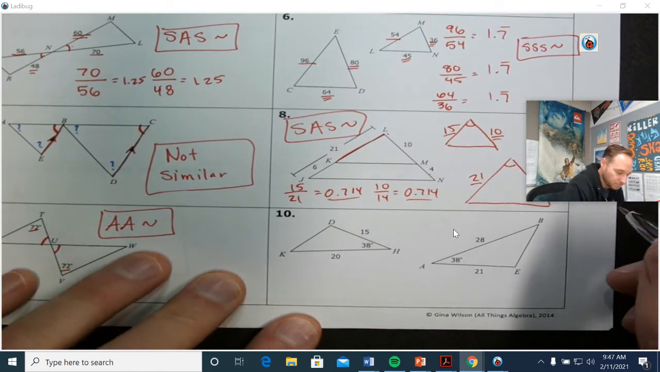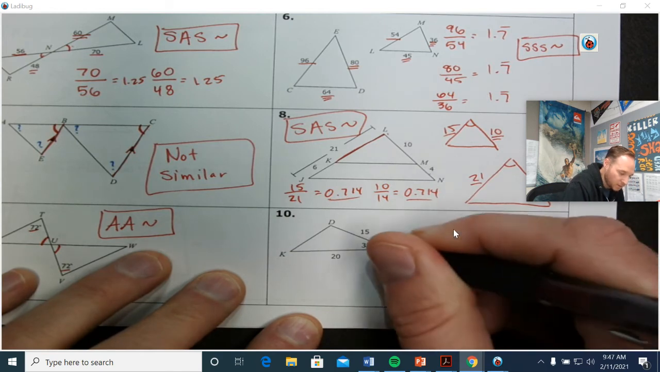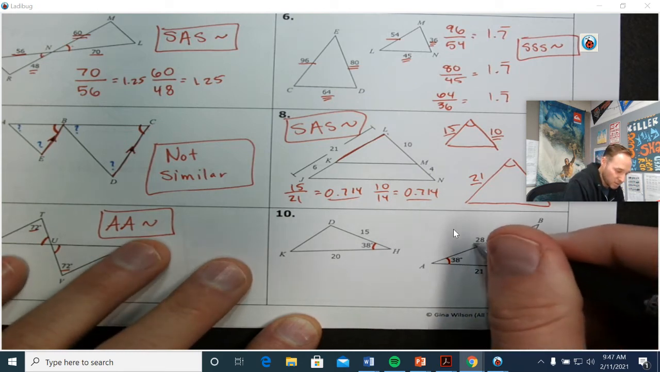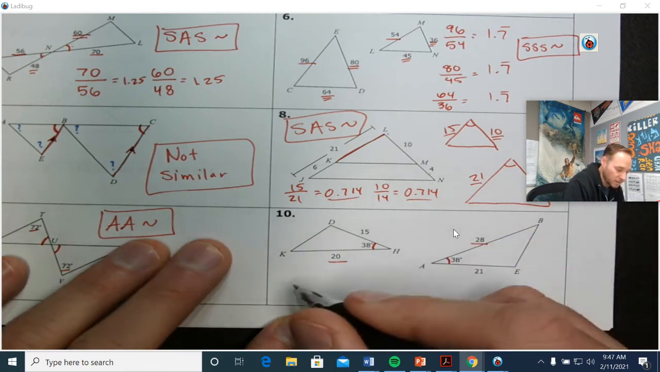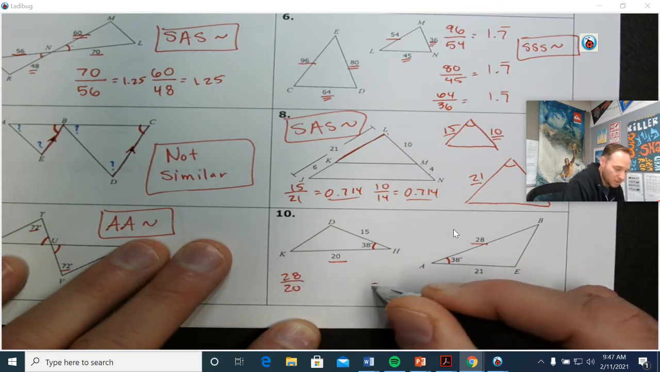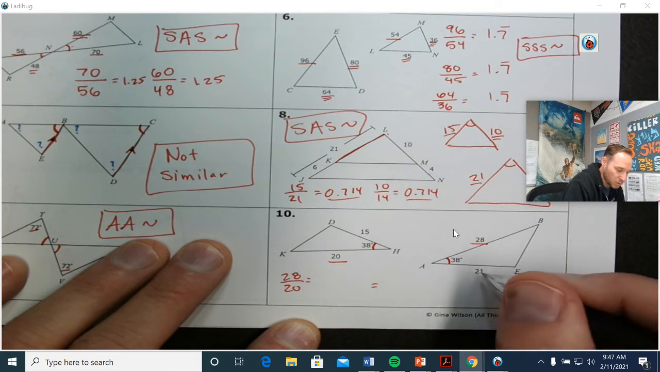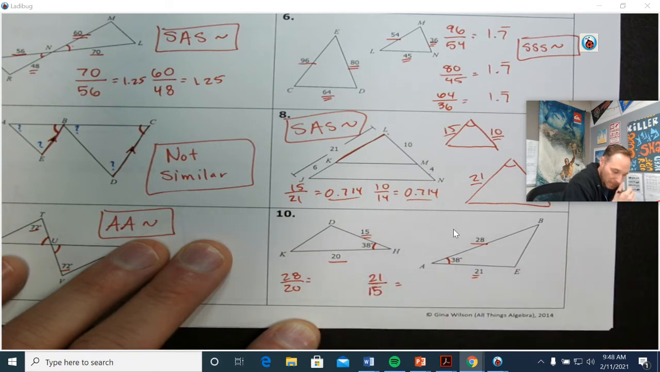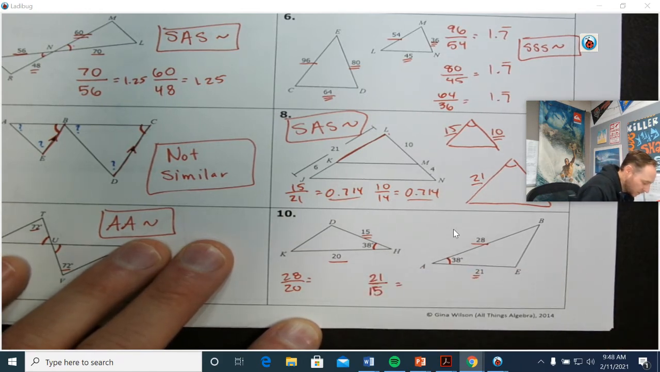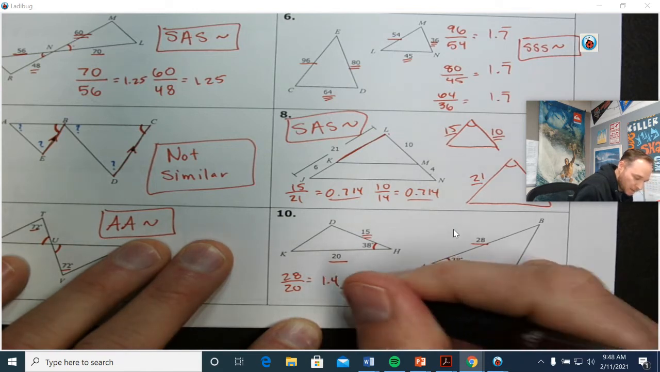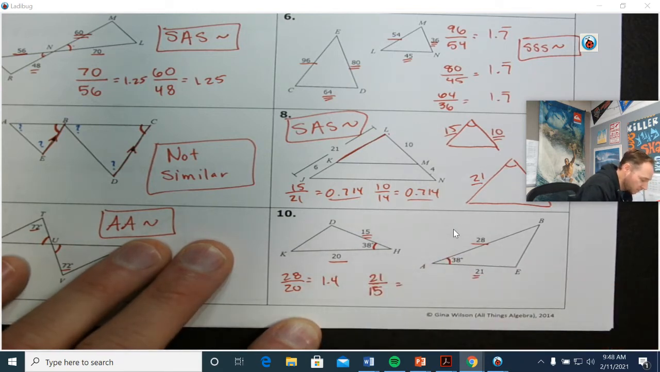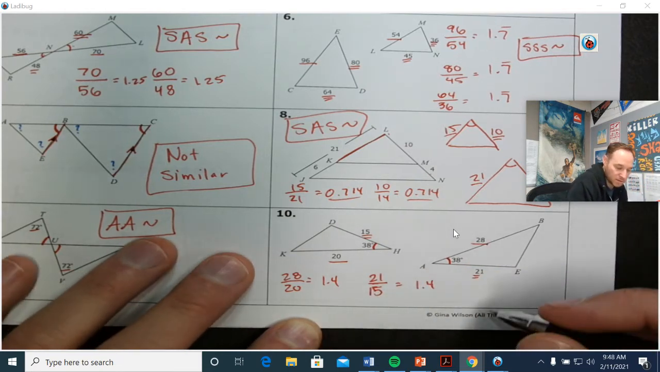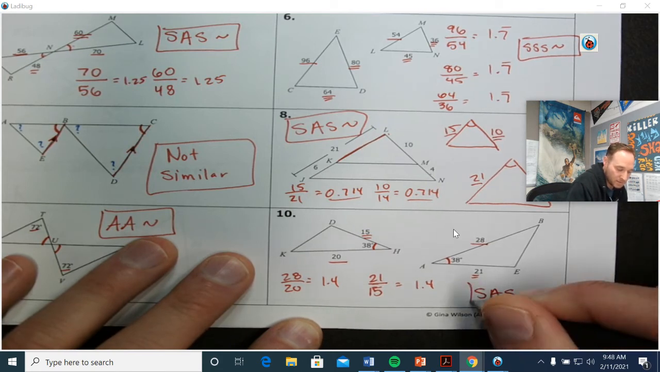Number 10, I see that they have a congruent angle of 38 degrees. So we're looking at side angle side here. Let's see. Largest one is 28. Largest one here is 20. So 28 over 20. Hopefully that'll be equal to 21 over 15. Let's see. 28 divided by 20 gives us 1.4. And 21 divided by 15, 1.4. Cool. So these are similar by side angle side similarity.